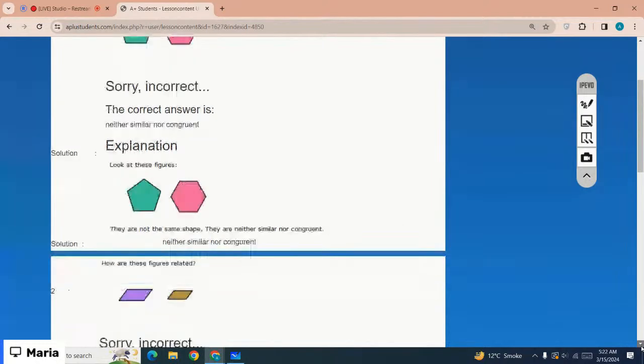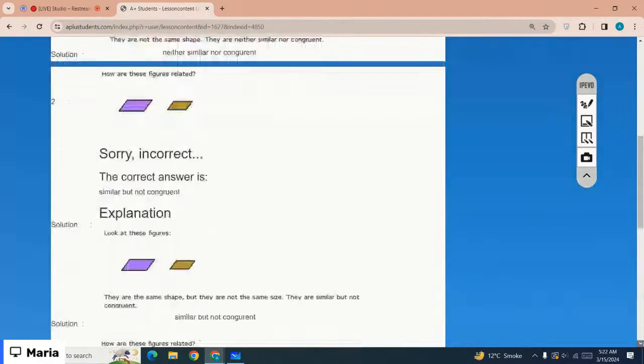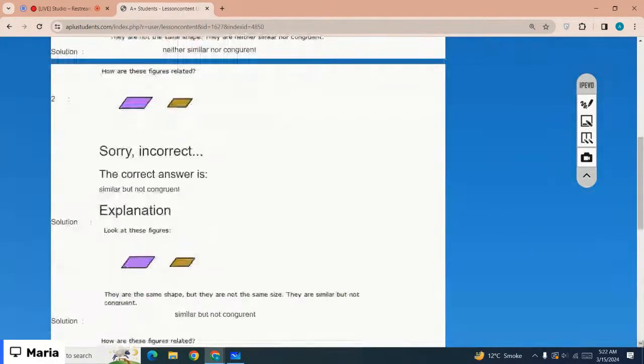How are these shapes related? They are similar shapes because the shape is the same. The shapes are similar, but the size is not the same, right? So they are similar but not congruent. The correct option is they are similar but not congruent.